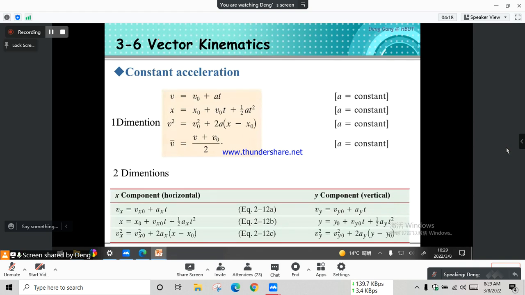And when we compare this, the equations for the x and y components should be exactly the same as the equations in kinematics in 1 dimension. And this is for constant acceleration, and for all the other motions, that's the same.